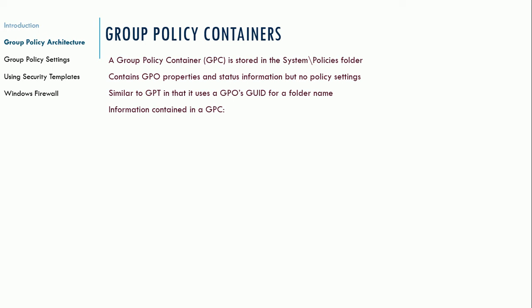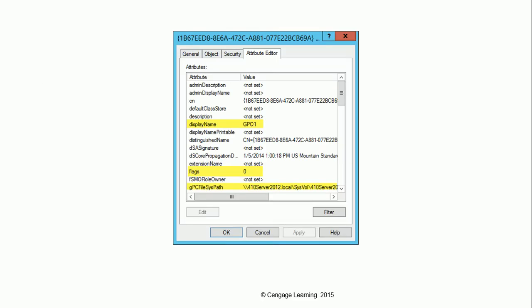So a group policy container is stored in the system policies folder, and it contains GPO properties and status information, but no actual policy settings. So it has the status and properties of the group policy, but not the actual policy settings, which are going to be in the group policy template. So the template has the actual settings, and the group policy container has the properties and status information. So you'll find in the GPC the name of the GPO, the file path to the group policy template, the version, and the status of that GPO. And here's the screen where you can look at the attributes of a group policy container.